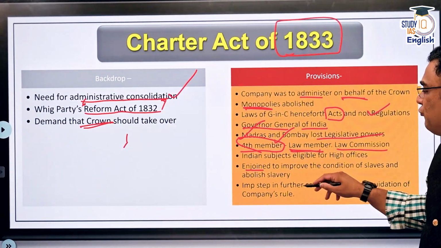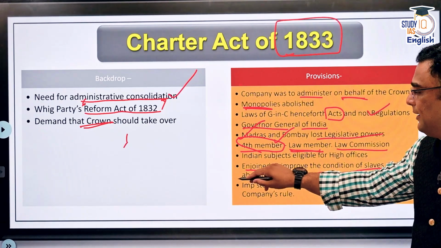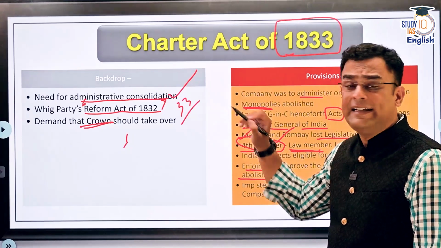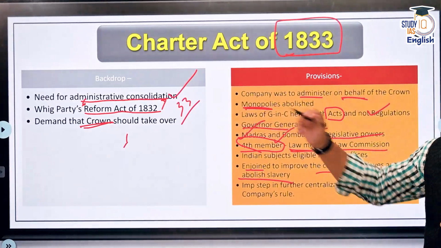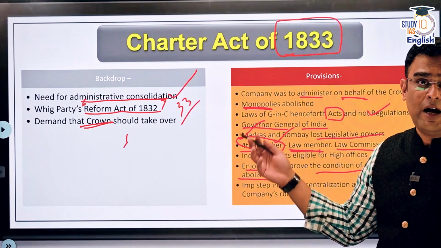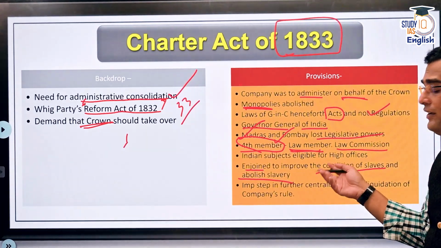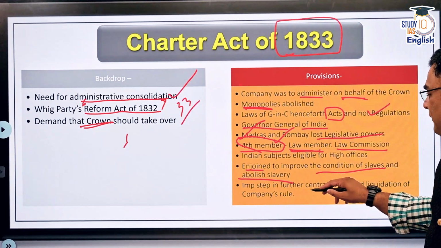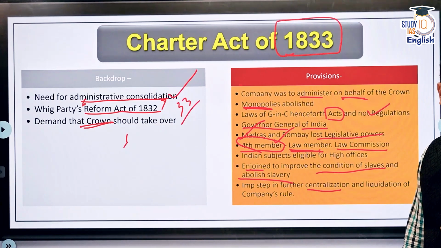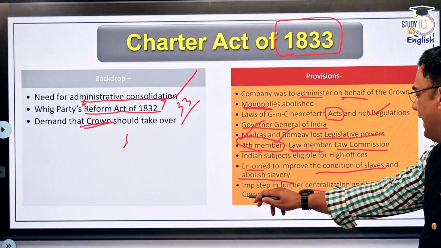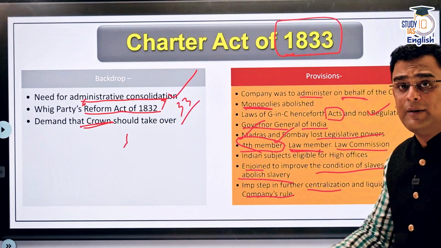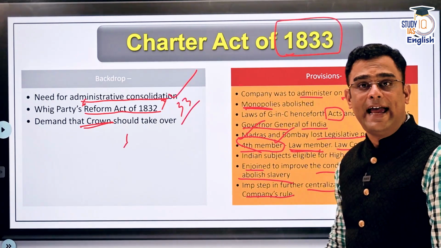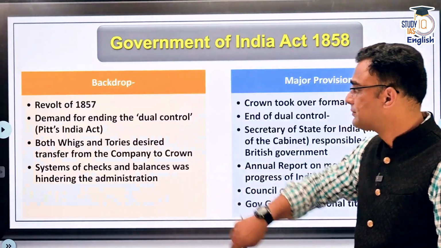The company was enjoined to improve the condition of slaves and abolish slavery. 1830s, early 30s, I think it is 1833 to be precise, slavery was abolished across British colonies, and here East India Company was also expected to do the same. Several steps were taken for centralization of the rule in India and ultimately liquidation of the company's rule. So these are the measures of Charter Act of 1833.